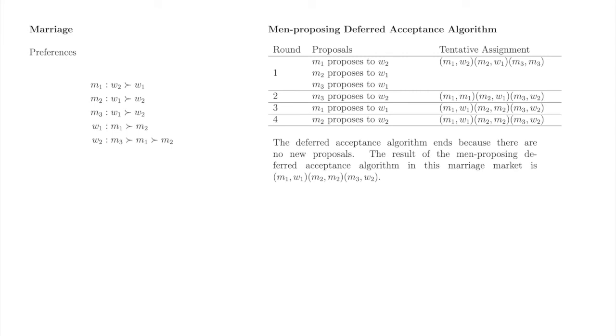The end of round 4 is the end of the men proposing deferred acceptance algorithm, since there are no new proposals because every man either has his most recent proposal accepted, in the case of M1 and M3, or has been rejected by both women, in the case of M2.